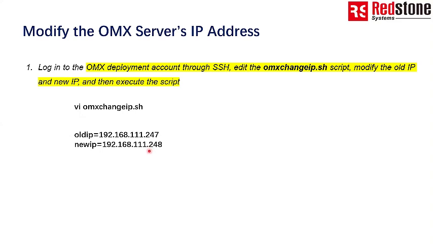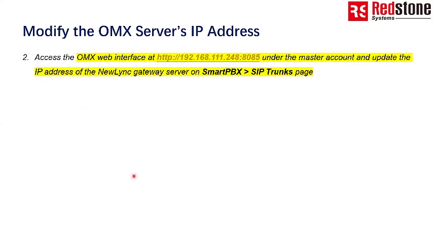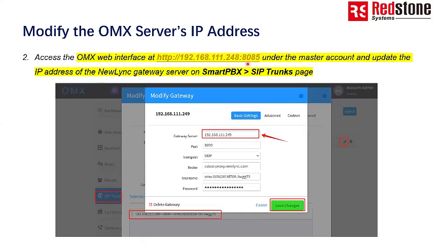So we're using 111.248 for the OMX server's IP. Then, of course, you need to execute the script, using this command. After which you need to access the IP address. So you can now access the web interface at 192.168.111.248, using this default IP.